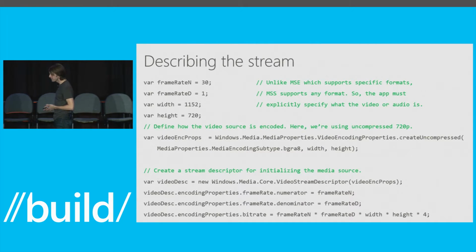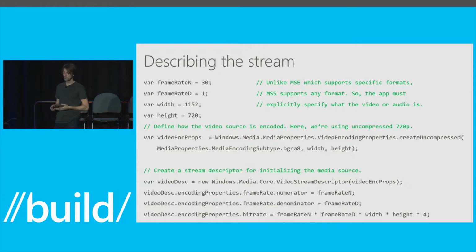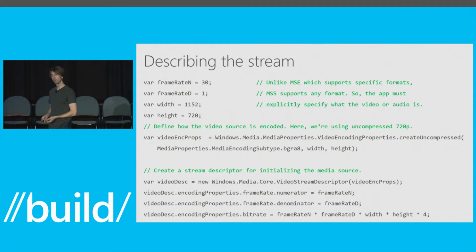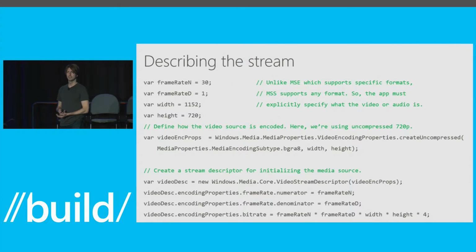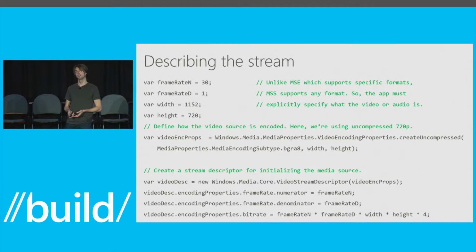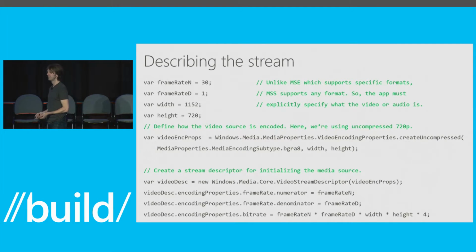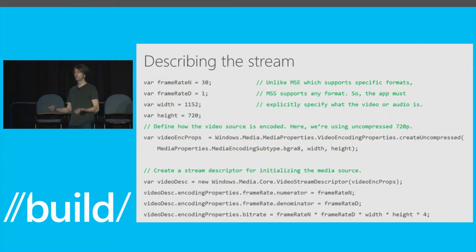So with media stream source, you can specify any type of audio or video, whereas media source extensions only takes fragmented MPEG-4 for video, and AAC, things of that nature, for audio. But because it can take such a wide array of audio and video, you have to be explicit to tell the platform when you initialize the media source what the video or what the audio looks like. So there's various different encoding properties that you can choose from using the video encoding properties in the Windows runtime.